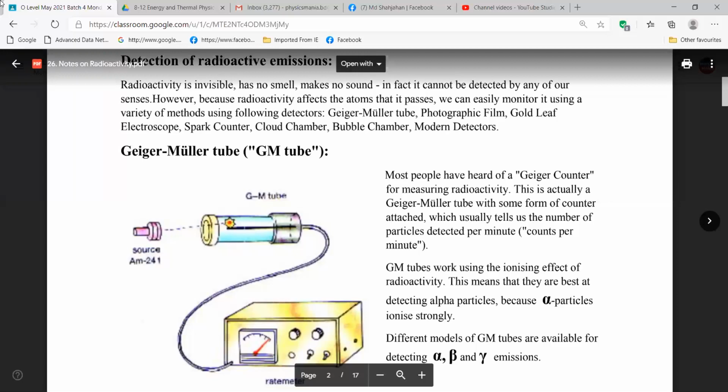Sir, what is this called? Geiger-Müller tube. Geiger-Müller tube, photographic film, gold leaf electroscope, spark counter, cloud chamber, bubble chamber, and modern detectors. The first one is the Geiger-Müller tube, or GM tube.